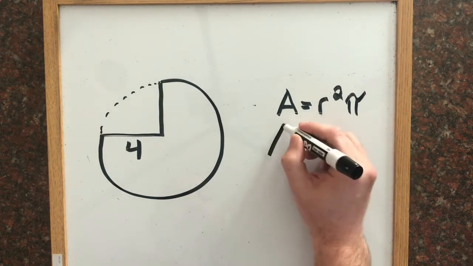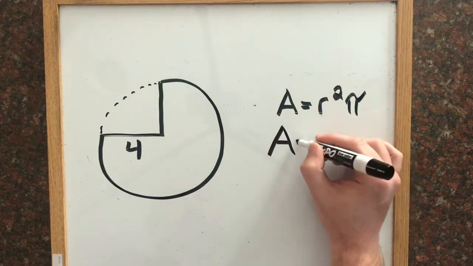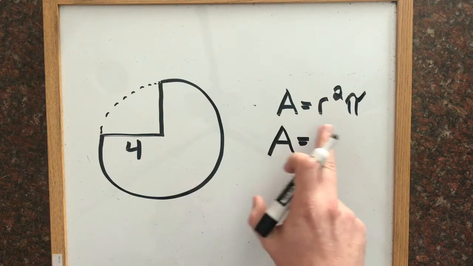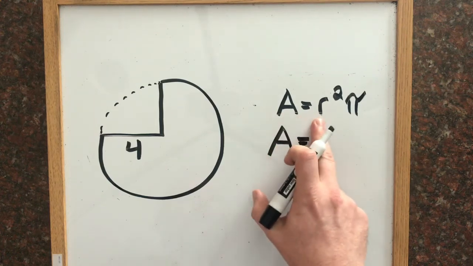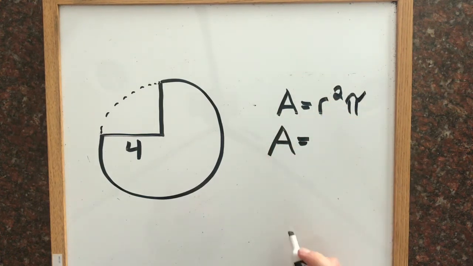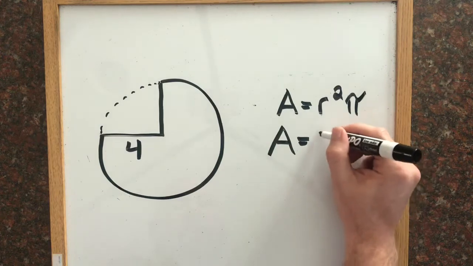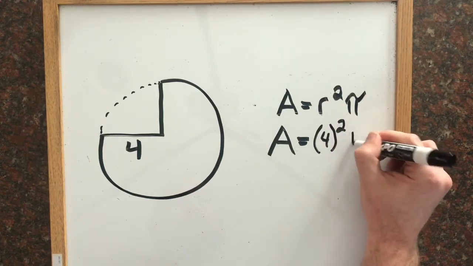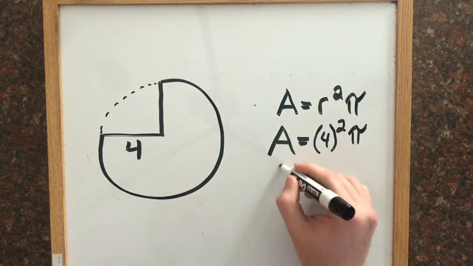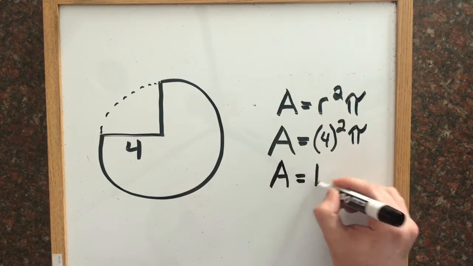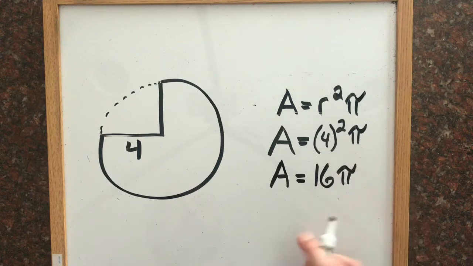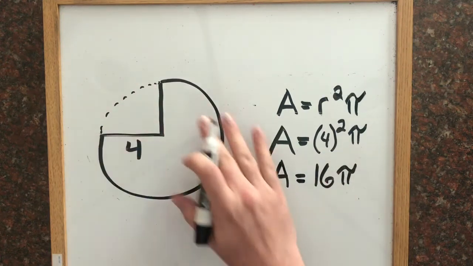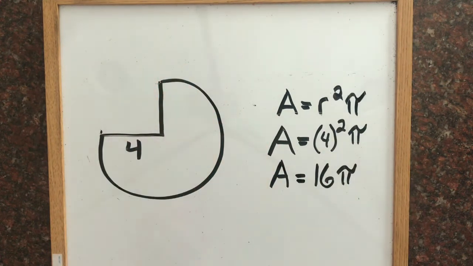So let's calculate the area of the entire circle. Remember, the area formula for circles is area equals radius squared times pi. So let's take the radius, which they gave us is 4, square it, and multiply that by pi. Area equals 16 pi. Now again, that is the area of the entire circle. We don't want the entire circle. We only want, in this case, 3/4.